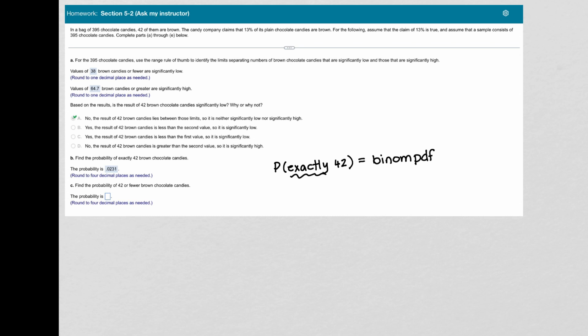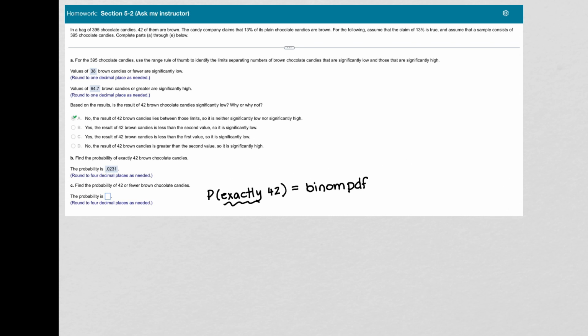I'm going to shift this over so we have a little bit more space to write. And so this is going to be the number of trials. We have 395. Probability of success is 0.13. And we want to know the probability of exactly 42 successes. So this is what I'm going to enter into the calculator.